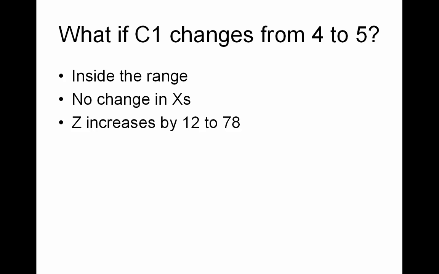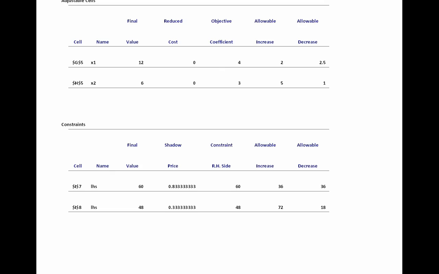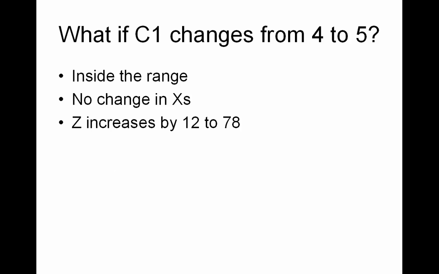So let's look at the report. What if C1 changes from 4 to 5? Okay, we're currently at 4, the allowable increase is 2. So this change is within the allowable increase. Therefore, there's no change in the x's. We're still going to produce 12 tables and 6 chairs, but the z is going to increase by 12 to 78.